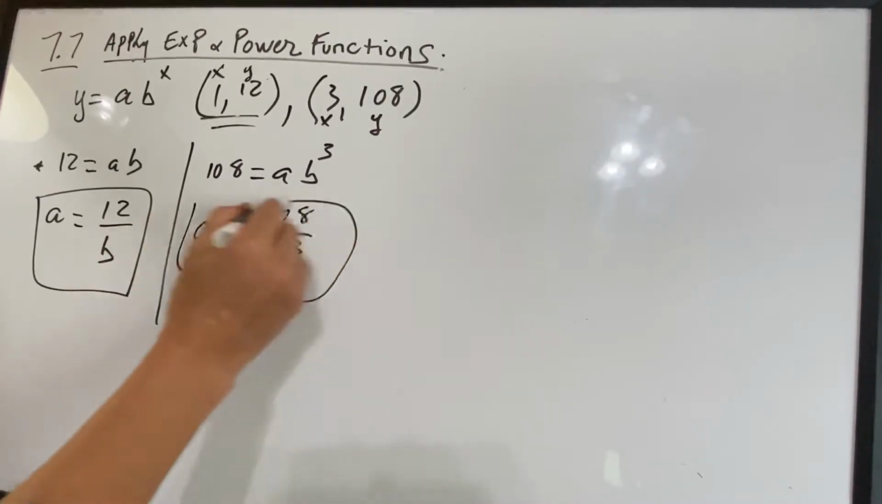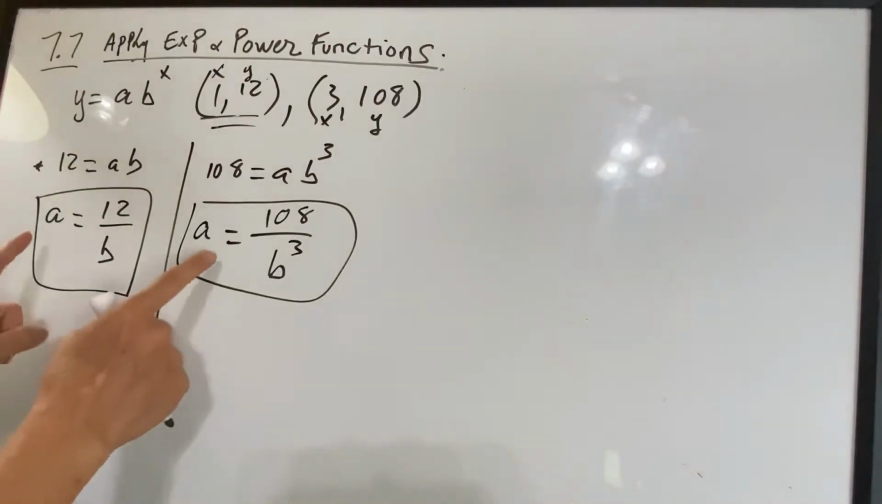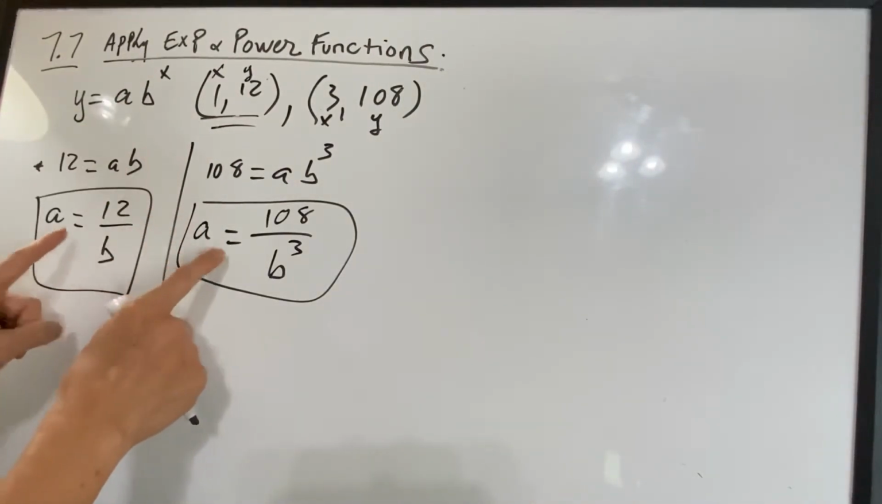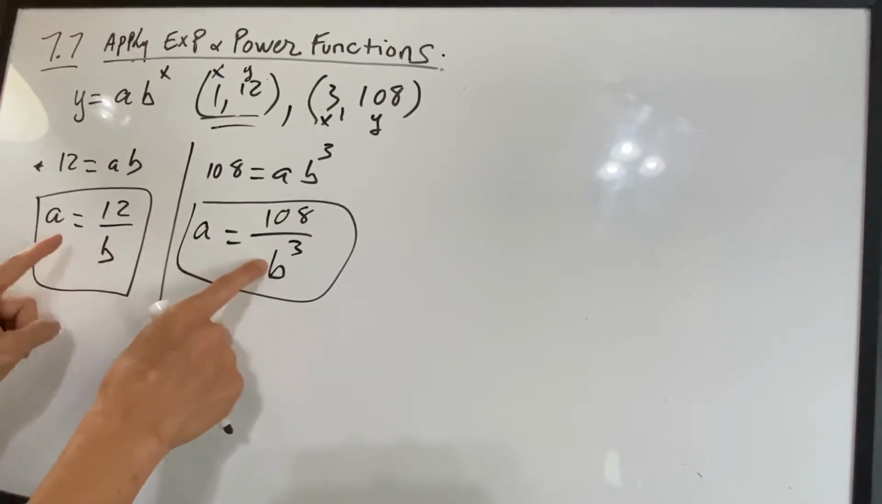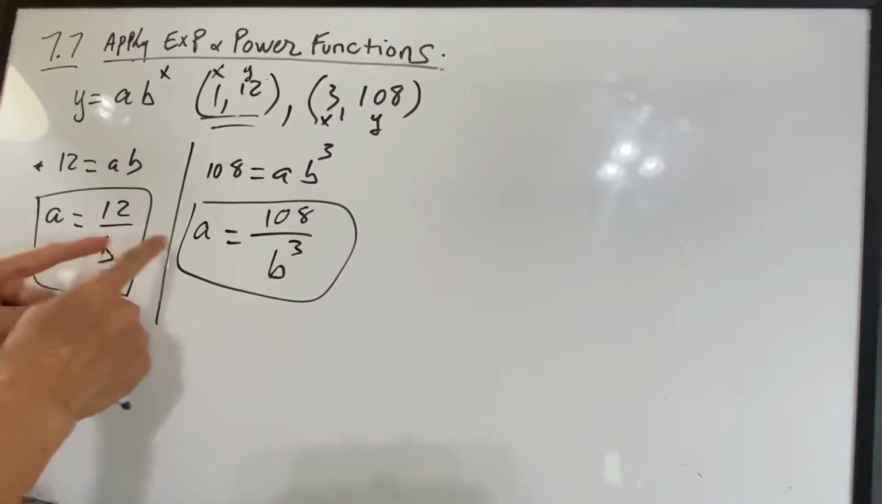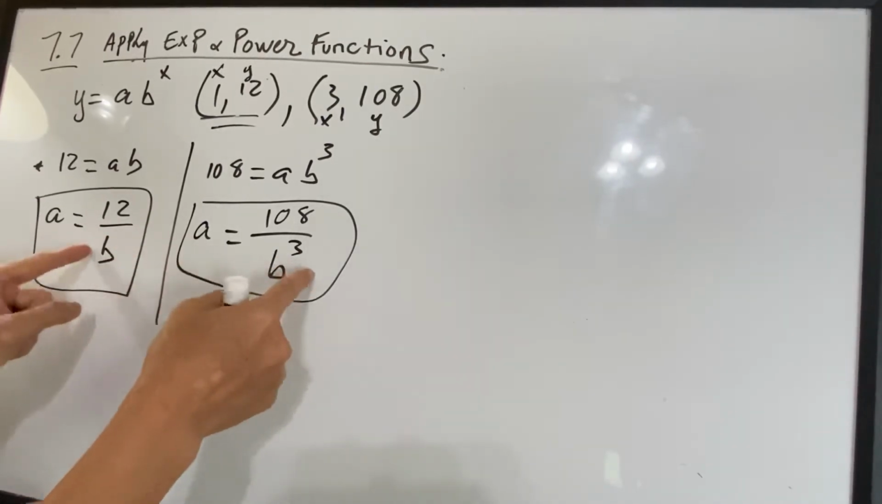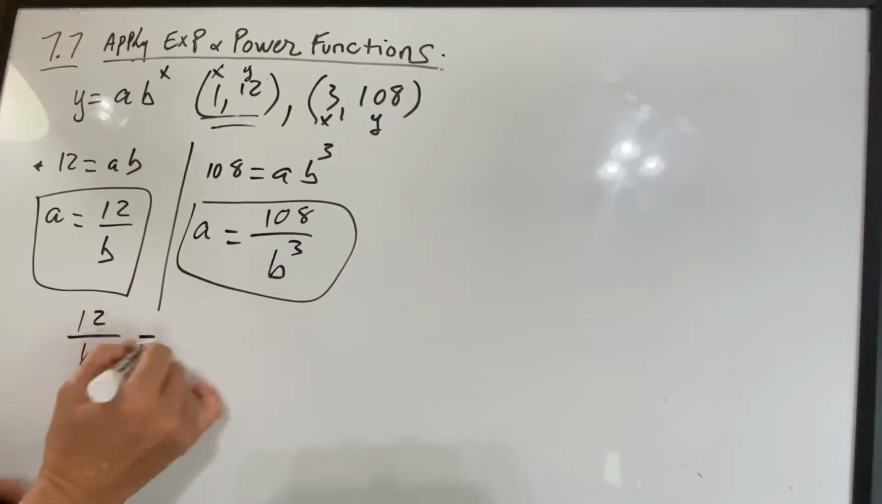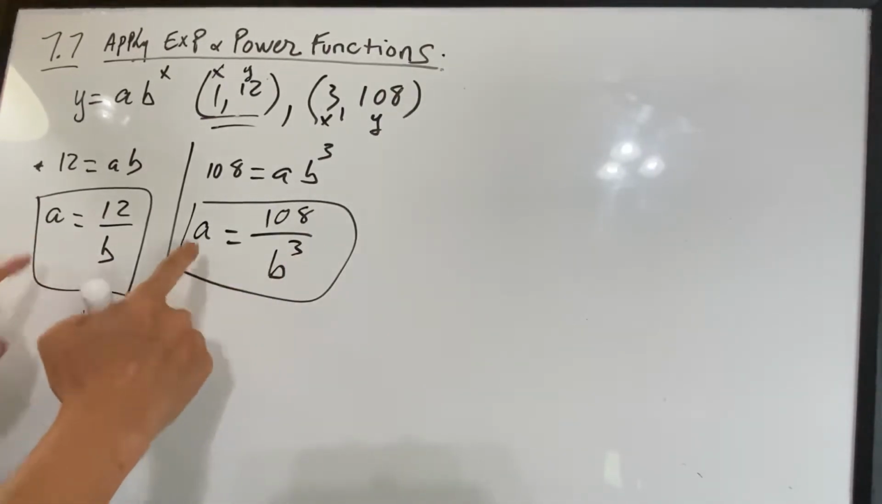Okay, why do I do that? Because if this is a curve going through both points, both a's will have the same value. Therefore, I am now doing what is called substitution. If a equals this and a also equals this, then these two must have the same value. So you get 12 over b, and you set them equal to each other because they both have the same value of a.